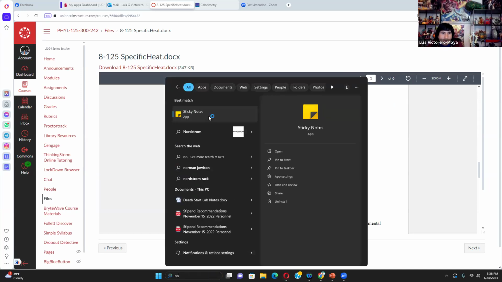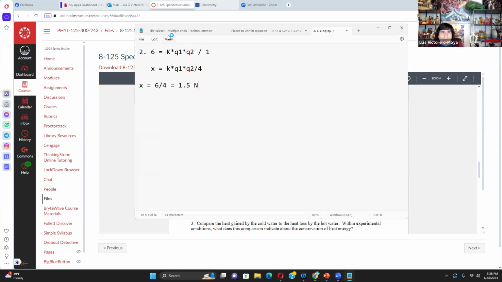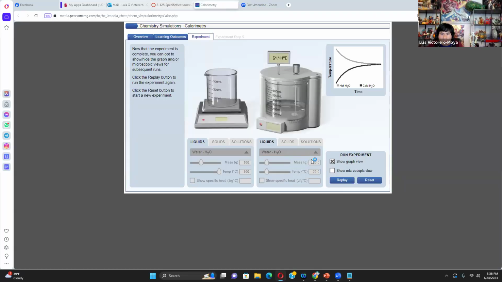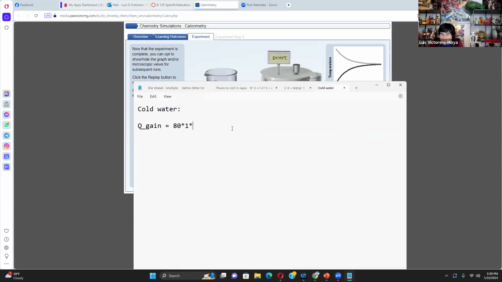So basically, for the cold water, the heat gain will be the mass of cold water (80 grams) times the specific heat capacity of water, which is 1, times the change in temperature, which is 64.44 minus 20. And that will give you a value in calories.